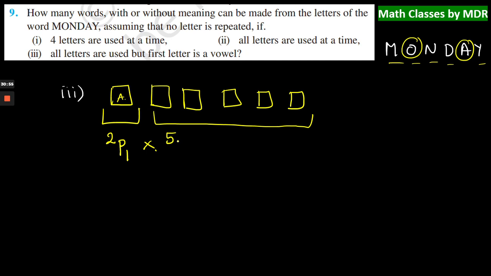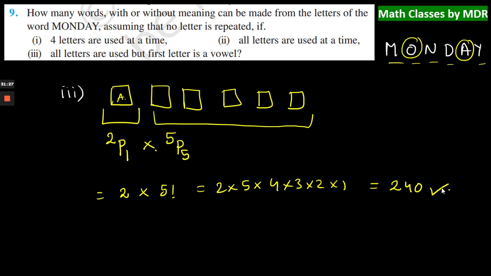So that is 5 out of 5. Right? I can take any letter. The only condition is that the first letter must be a vowel, and that is done, and then I can take any letter. So 5P5, that is equal to 2 into 5 factorial. So that will be equal to 2 into 5 into 4 into 3 into 2 into 1. Right? So this is 10, 12, 24, 240. So 240 words can be formed if you want the first letter as a vowel.